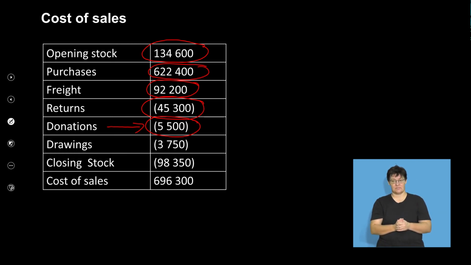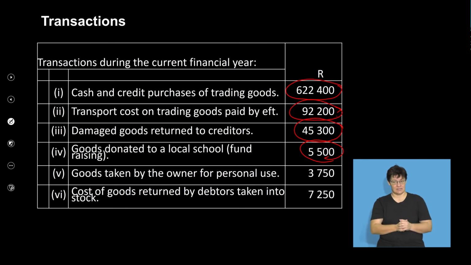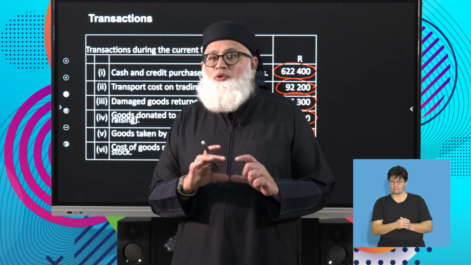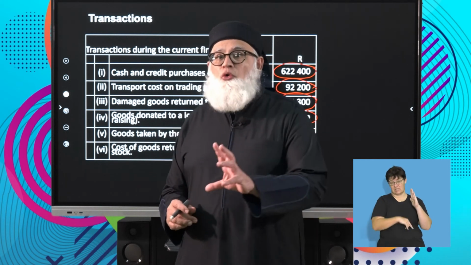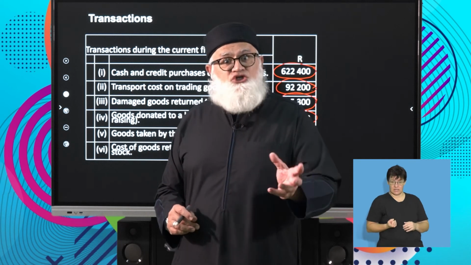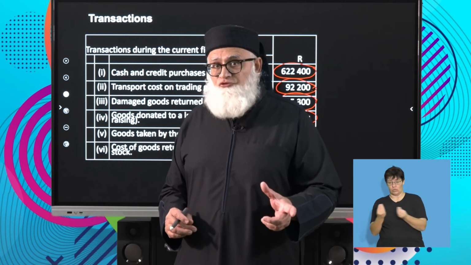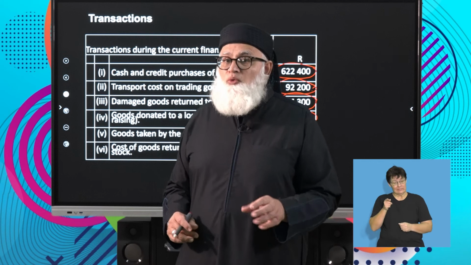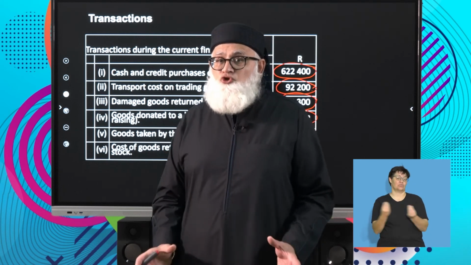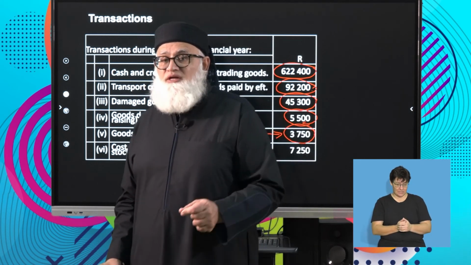Right. The next item that I have here is goods taken by the owner for personal use, 3,750. Just a word of caution here. Be careful how it reads. If it just says drawings, drawings could be cash or stock. But be careful. In this case here, we're only dealing with stock as a drawings figure. So that's the amount that we require.